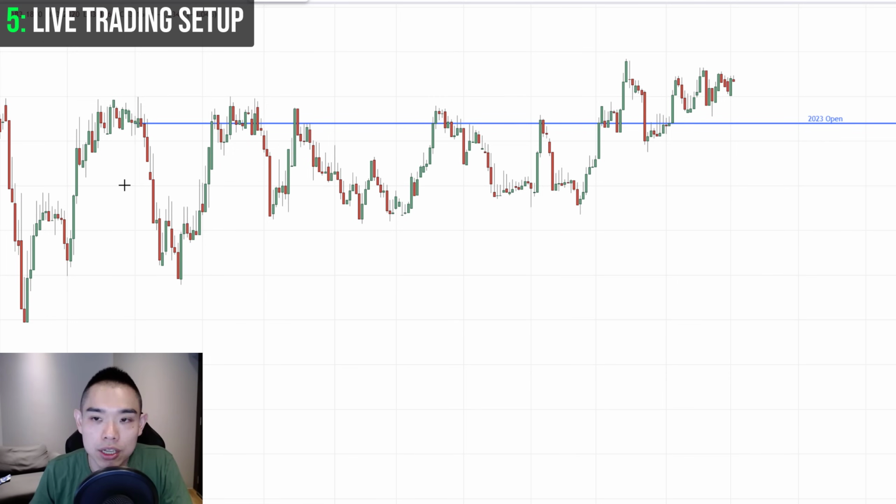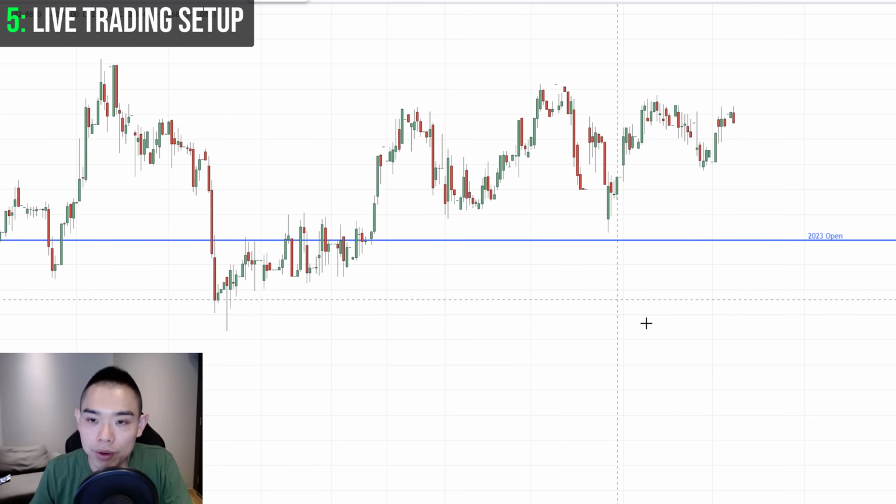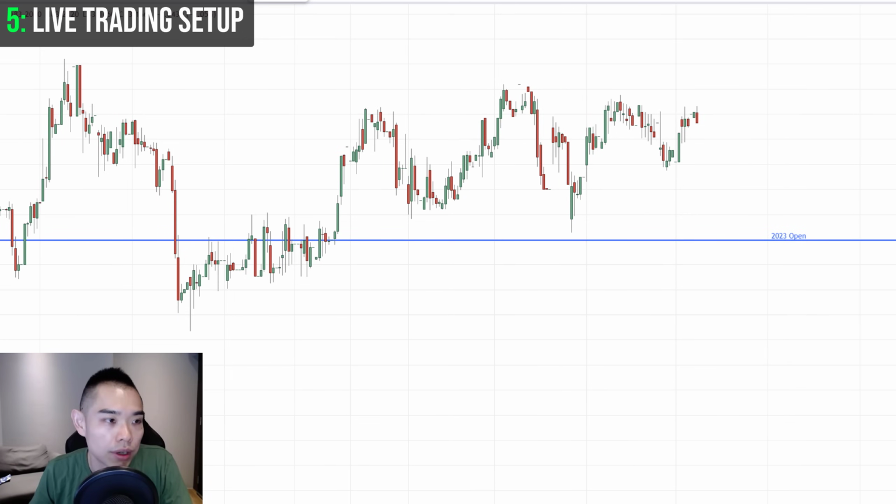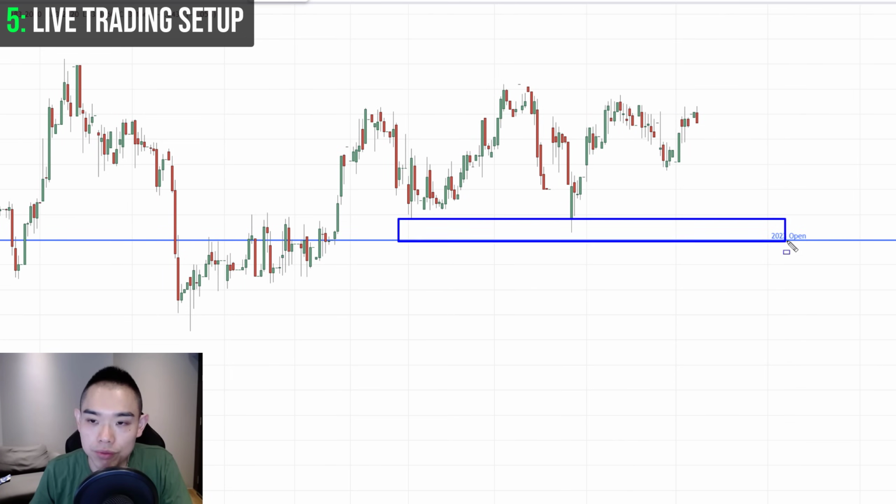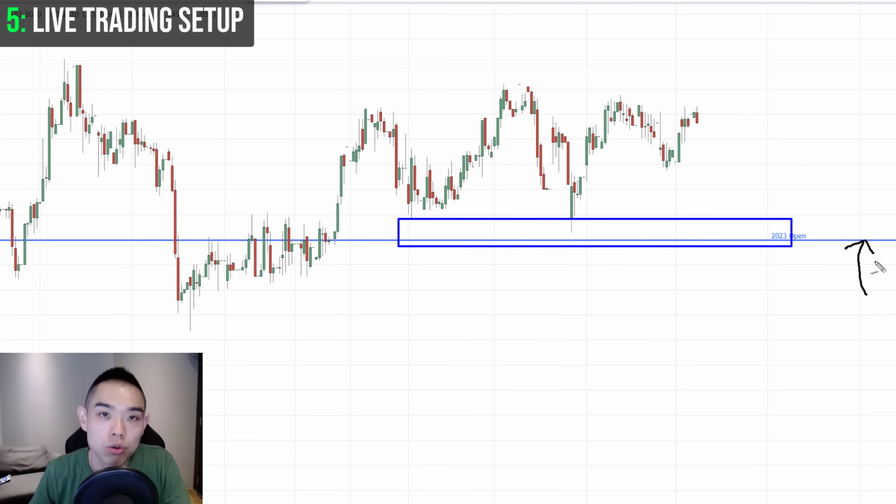So let's see. Going down to the lower time frame, like the 4-hour time frame, now I have a few areas of value. There's an area of value I want to pay attention to. This one here. Okay. So I have an area of support on the 4-hour time frame that coincides with the 2023 yearly open. So how am I looking to trade this?